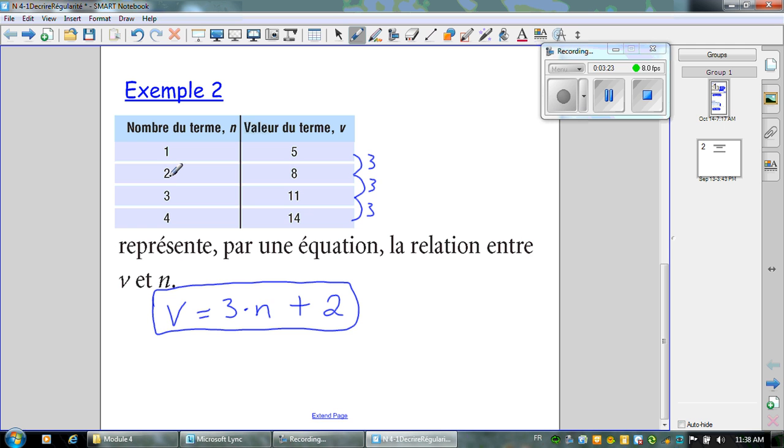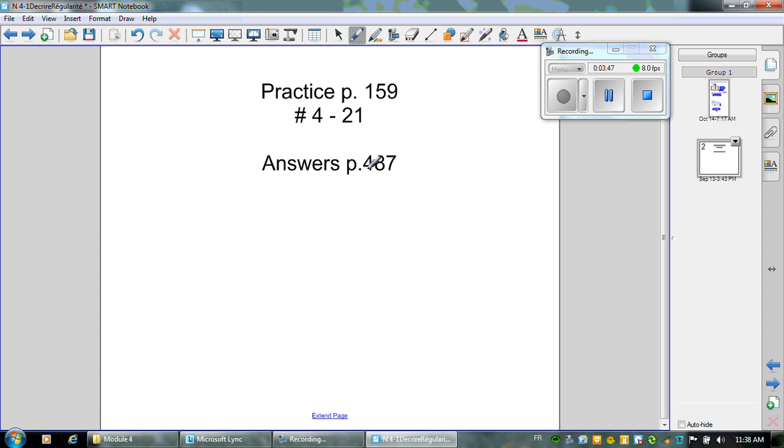You can just do a quick check with the next one. Is it true that if N is 2, 3 times 2 would give me 6, and 6 plus 2 does give me 8. If N is 3, I would have to do 3 times 3, which is 9. 9 plus 2, yes, 11. So it works. This is the pattern: I multiply by 3 and add 2. Here's your practice. Make sure you check your work at the back of the book.